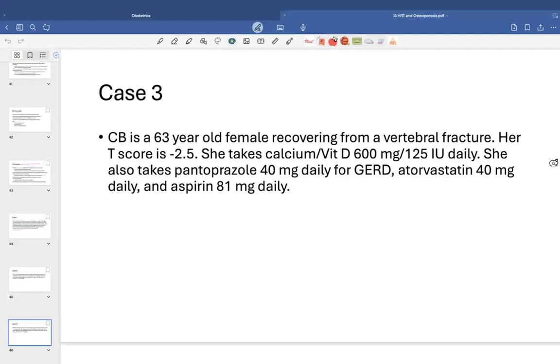Is there any way to get the zoledronic acid in an outpatient infusion, or do you have to be inpatient to get it? Yes, you can get it at an infusion center. You just schedule it once a year, so it's not terrible. That's another way to avoid that.